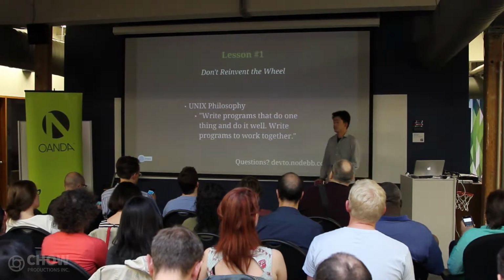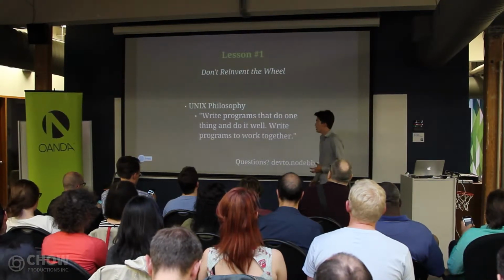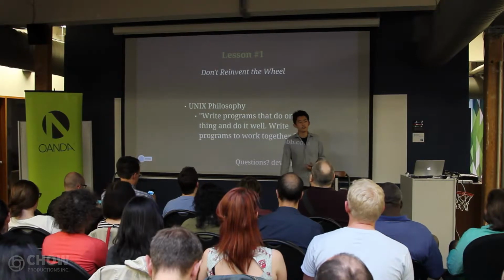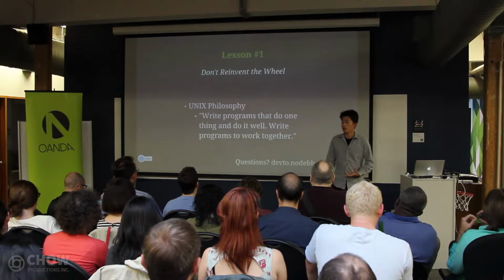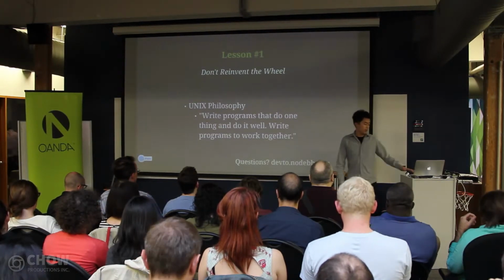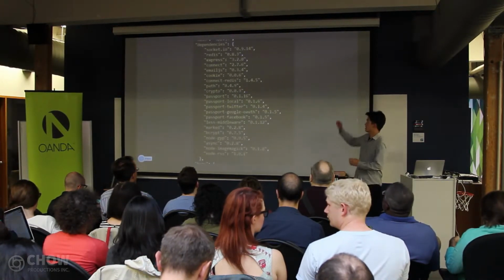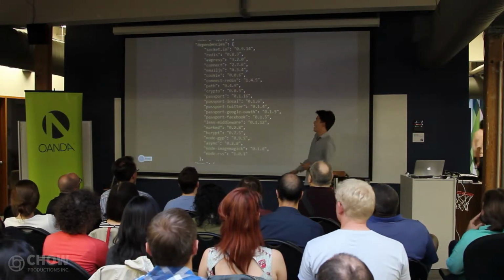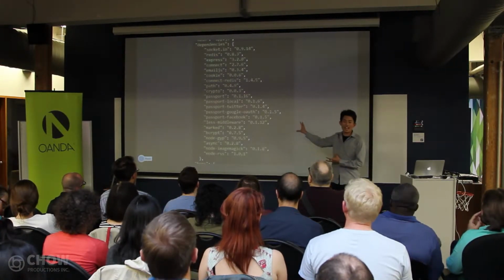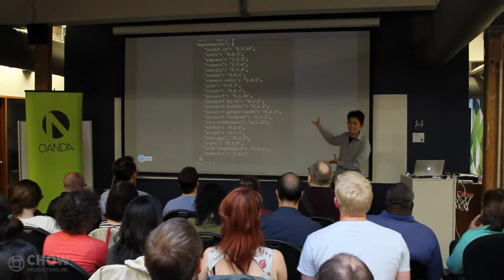Lesson 1 is to not reinvent the wheel. Node really follows the Unix philosophy of doing one thing really well, and writing programs that work really well together. For example, this is our dependency list on NodeBB. And actually, this is a little old. I think our dependency list is about twice this size now.